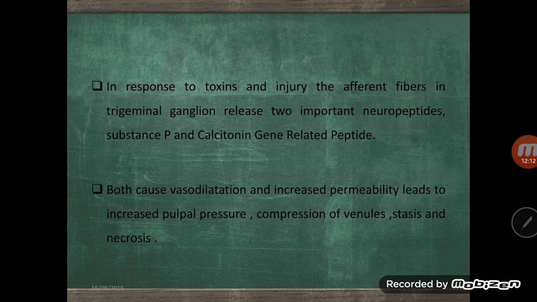In response to the toxins and injury, the afferent fibers in the trigeminal ganglion release two important neurotransmitters. The two neurotransmitters are substance P and calcitonin gene related peptide. This was a 2015 question, so please make a note of these two neurotransmitters that are released. Both of these cause vasodilatation and increased permeability, leading to an increase in the pulpal pressure, causing compression of the veins, stasis and necrosis.